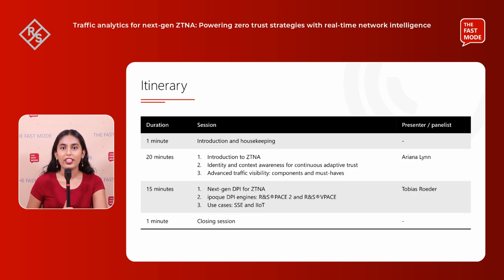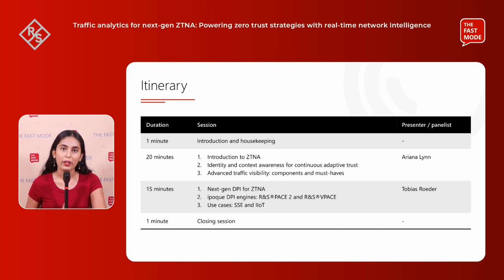We will begin with an introduction to ZTNA and the concept of continuous adaptive trust. We will then go into how continuous adaptive trust is powered by real-time identity and context awareness, which relies on advanced traffic visibility. This will be followed by a discussion on the types of visibility required by ZTNA, the degree of visibility, and the impact of a lack of visibility on network outcomes.